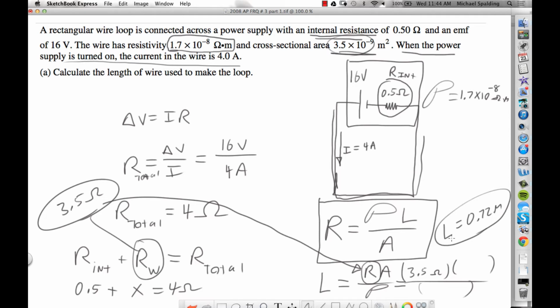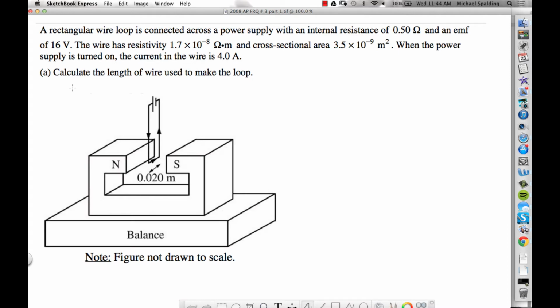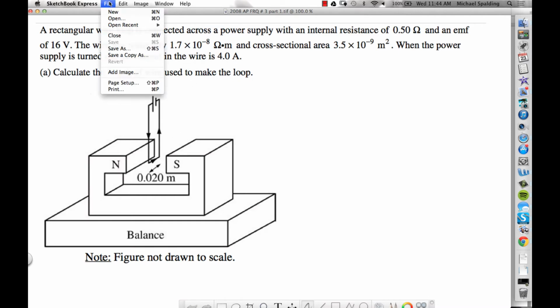So that's a chapter 17 question. That goes back to chapter 17. All right, so I think that's it. Let's see. So yeah, calculate the length of the wire. That's how you do it. All right, let's go to the next screen.